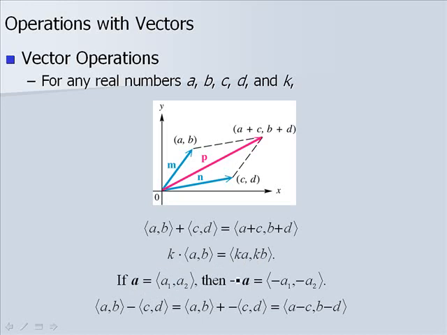If we have a vector and we want to take the opposite of it, then it simply takes the opposite of both values inside. And when we subtract the vectors, we're simply adding the first vector plus the opposite of the second.